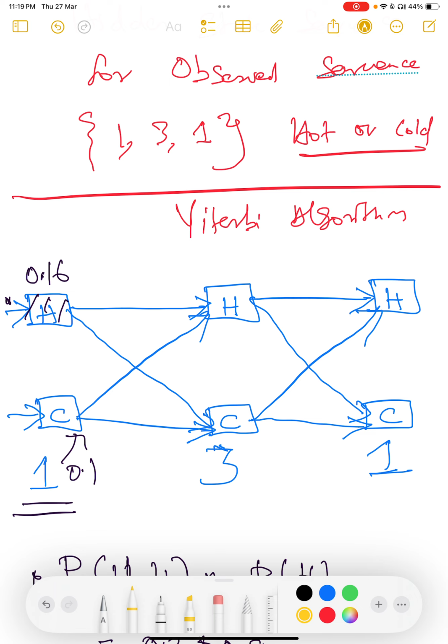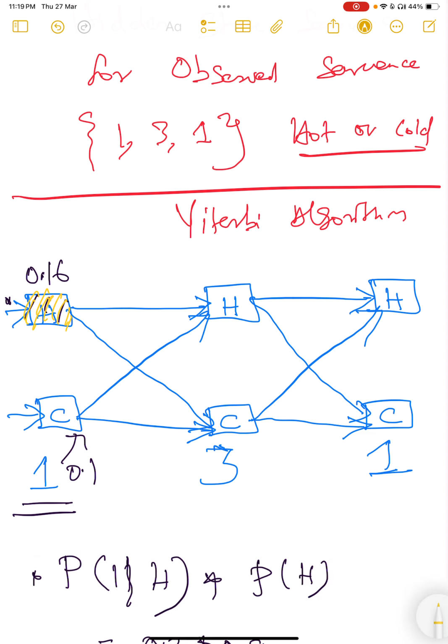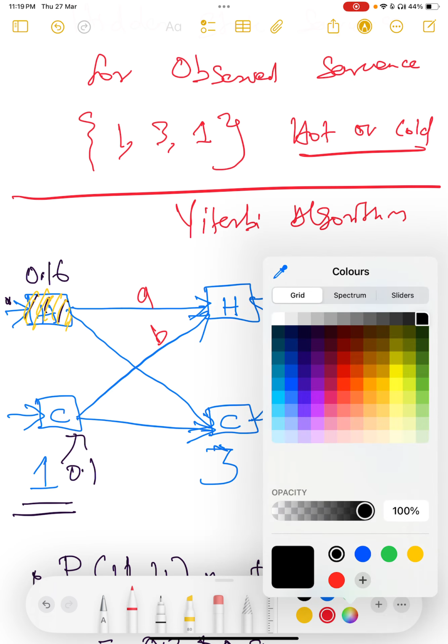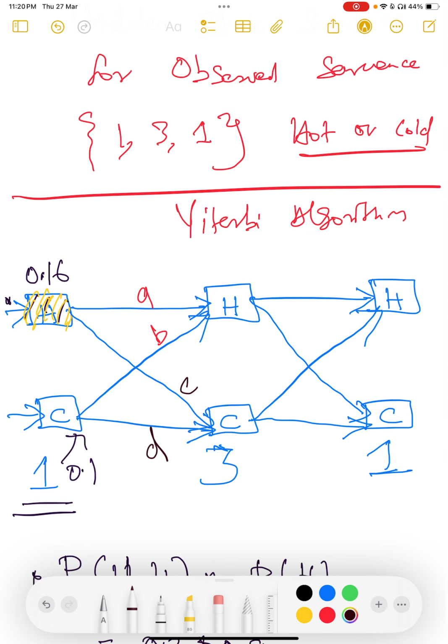So is it 0.1 or 0.16 that is better? 0.16 is better, I believe. So this should be the first day answer. For the first day, it should be H. And now we'll go for the second day and we'll mark this one as A, this one as B, this one as C, this one as D.